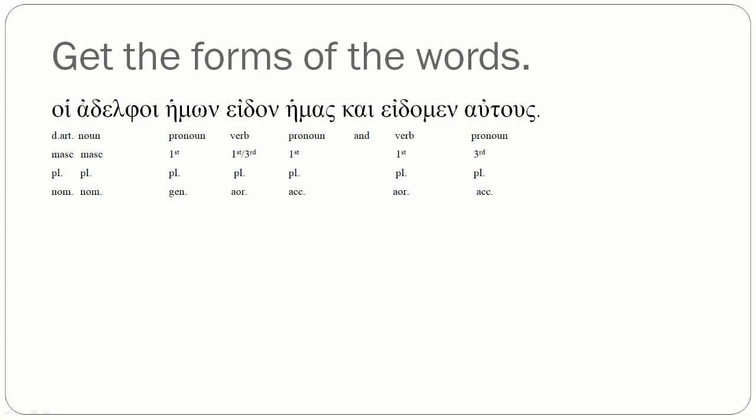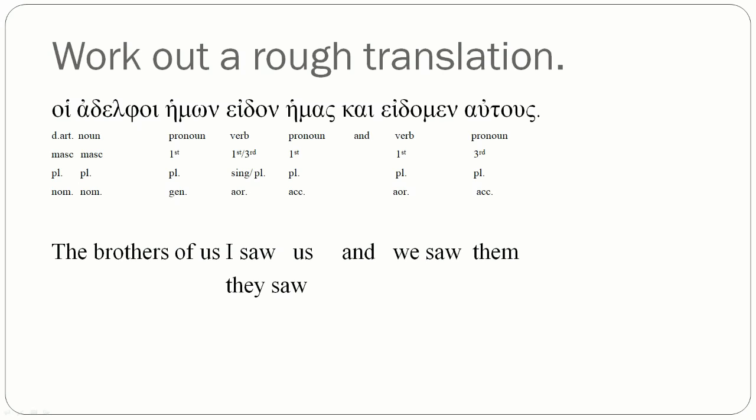All right, we've got the forms of the words. Now let's work out a rough translation. The brothers, hoi adelphoi, hemon, of us. Then adon, as I mentioned before, it can be either first or third person. So if it's first person, I saw, or if it's third person, they saw. Hemas is us. Kai edamen autus, and we saw them.